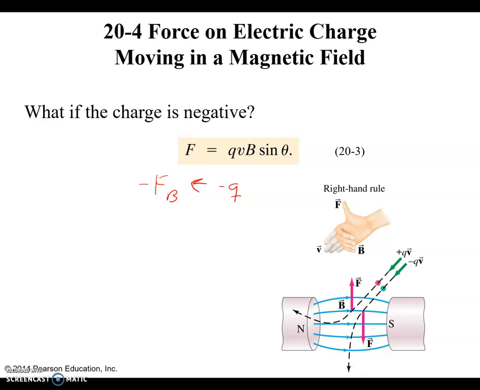So the right-hand rule, bottom line, works for all currents as well as all the motion of positive charges. If you have the motion of a negative charge, use the right-hand rule still, but then reverse that direction.